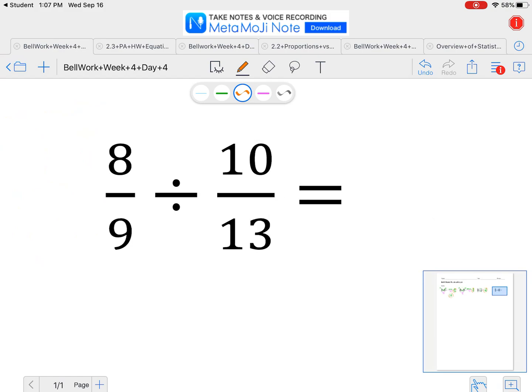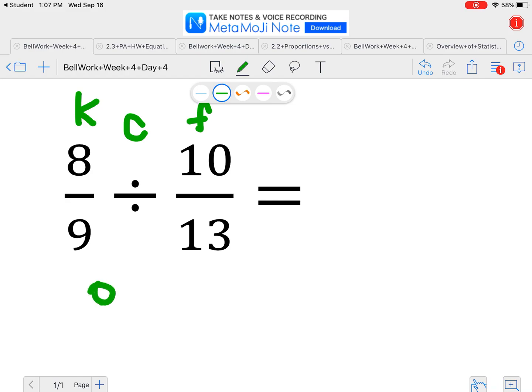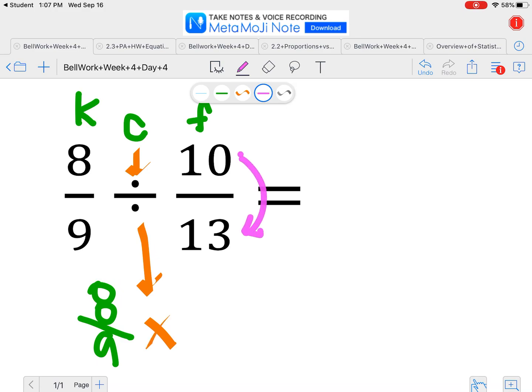One last question, dividing fractions. So we had mentioned earlier when we were learning this that you do keep, change, flip. I'm going to keep 8/9. I'm going to change the divide sign to be a multiply, and then I'm going to flip the 10 and the 3 upside down, and it's going to be 13 over 10.